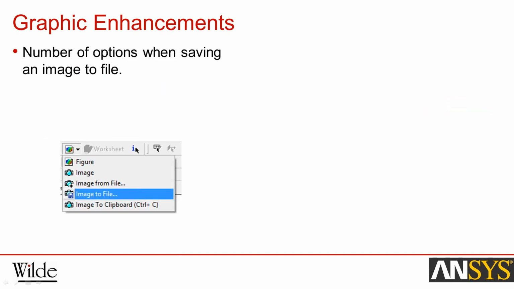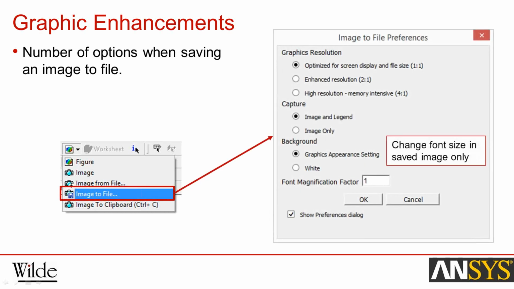This can then be pasted into another program such as Word or PowerPoint. If we choose the image to file option, we are now presented with some preferences. Here we can change the resolution of the image to get higher quality images if we so desire, and we're also able to change the font size on the legend to ensure that it is still readable on the images that we create.